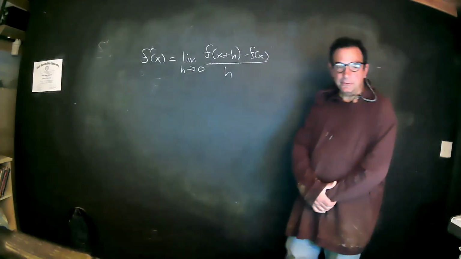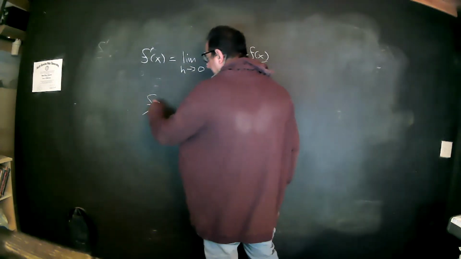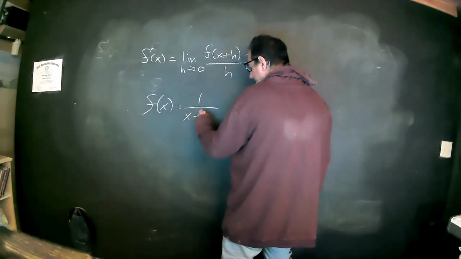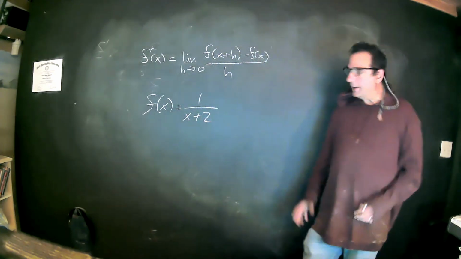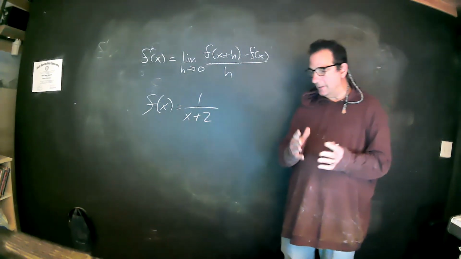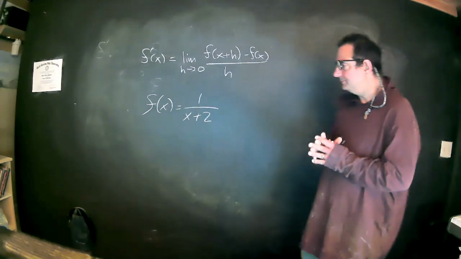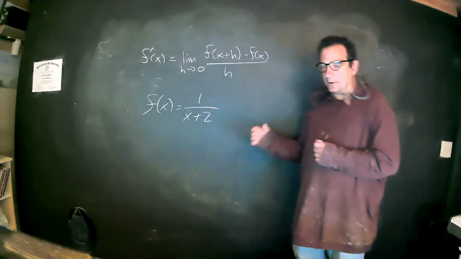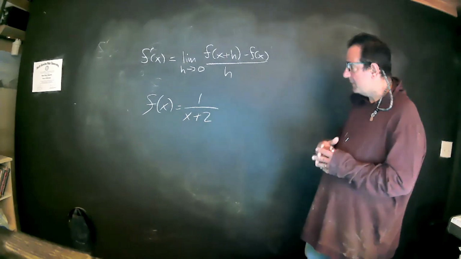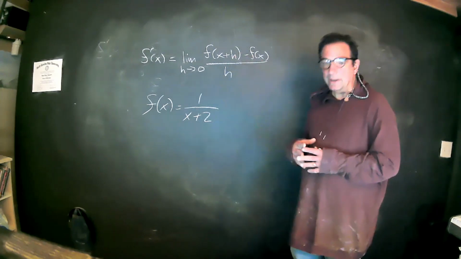In this video, we're going to compute the derivative of f of x is equal to 1 over x plus 2. This is going to be a little more challenging than the polynomials that we did, but it's not too bad. If we're going to apply this recipe, the limit definition we can look at as a recipe, we're going to need some ingredients.